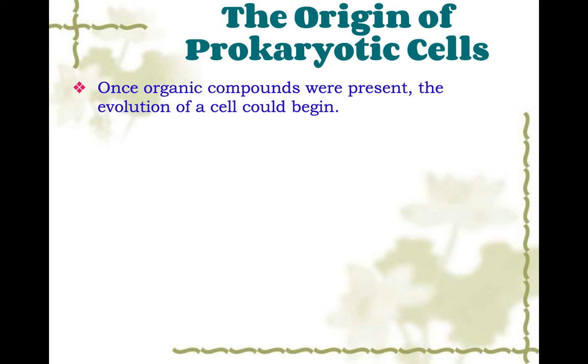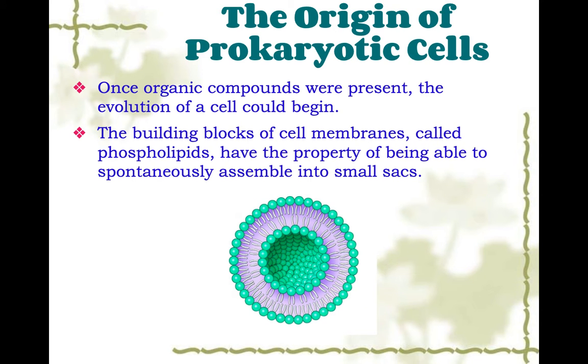However we got the organic compounds, once they were present, then the evolution of a cell could begin. Right? So we're at this point, okay, we've got some organic compounds. That's still a long way from a functioning cell. So there are a lot of different steps that would have to happen, but I'm not going to go through all of them.